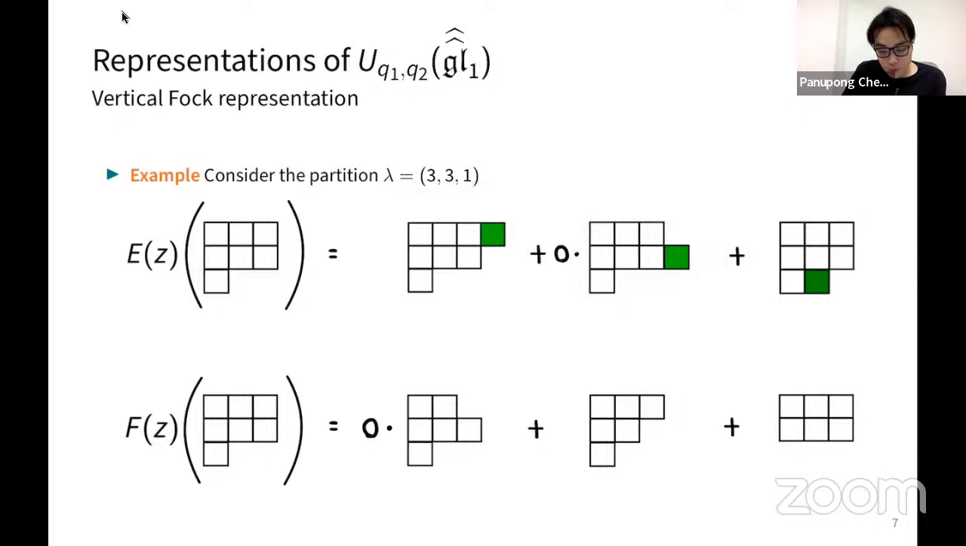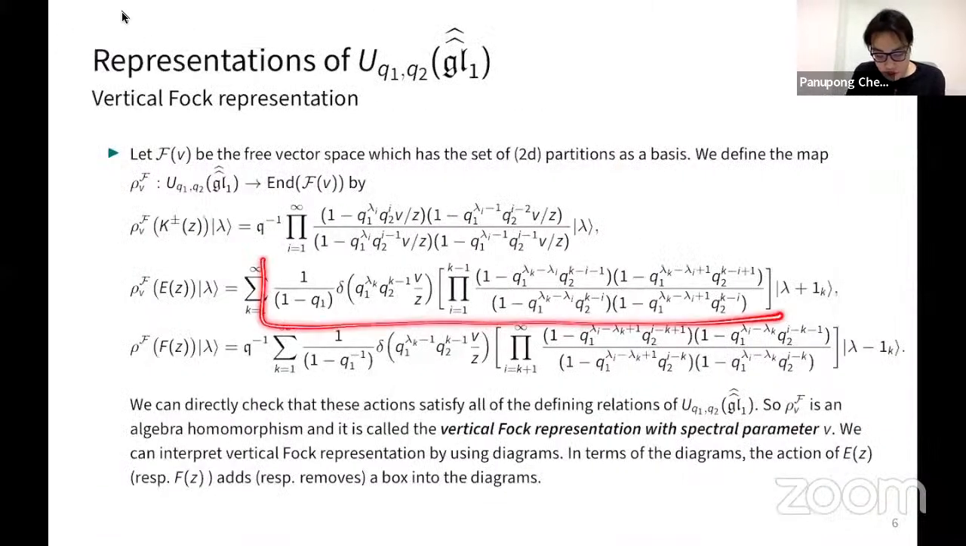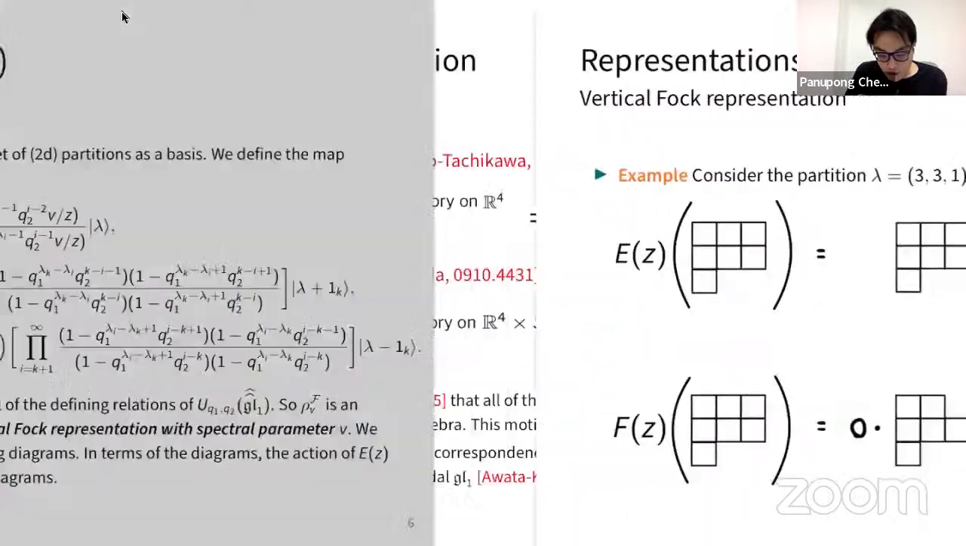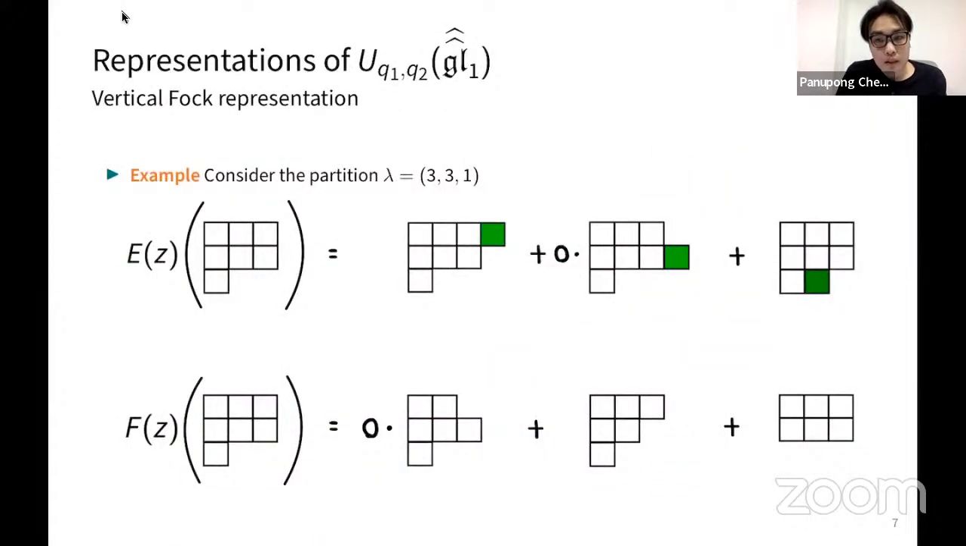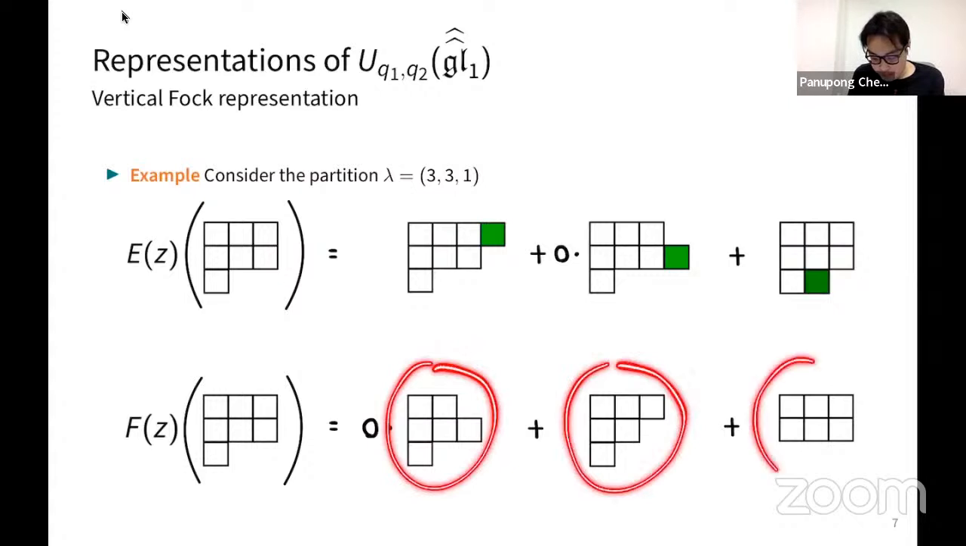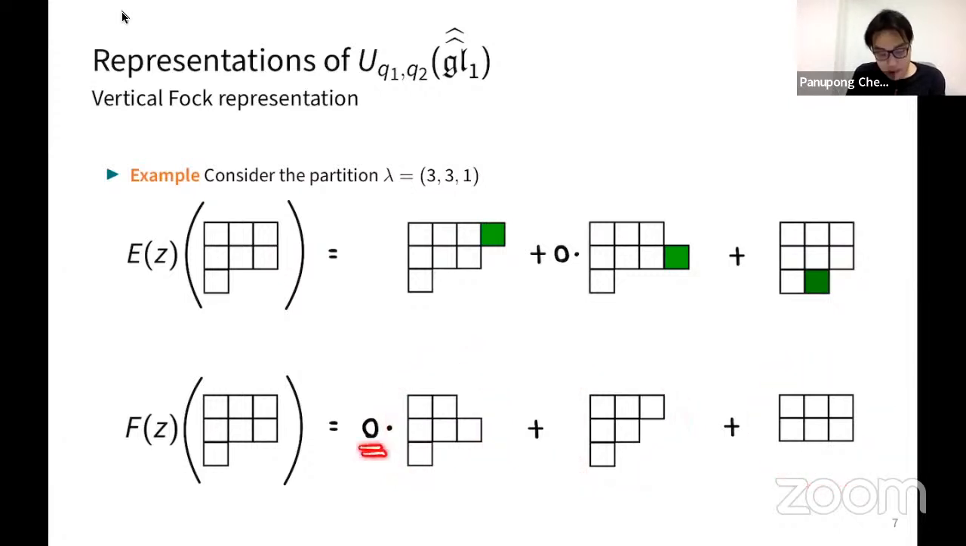However, if you use the formula explained in the previous slide, you can show that the coefficient of this diagram is 0. This is in accord with the fact that this diagram is no longer a partition, because a partition must be decreasing, but here it is increasing from 3 to 4. So the coefficient in front of it should be 0. And similarly, if we act on this partition by the current F(z), we have to remove a box from each row, so we obtain this diagram. Again, the coefficient of the first diagram should be 0 because this is not a partition.